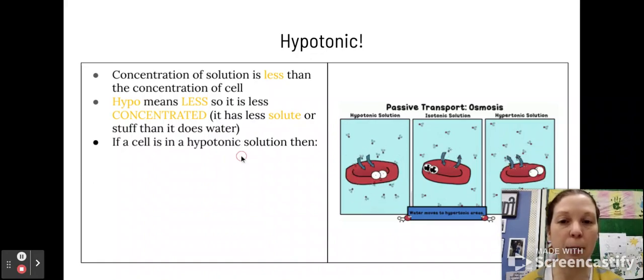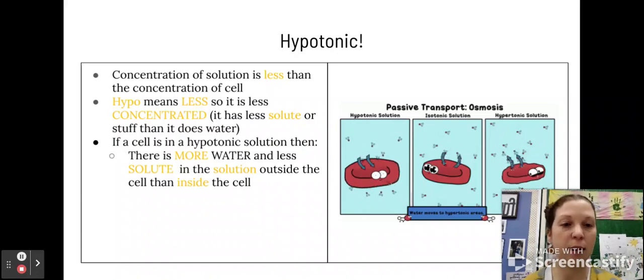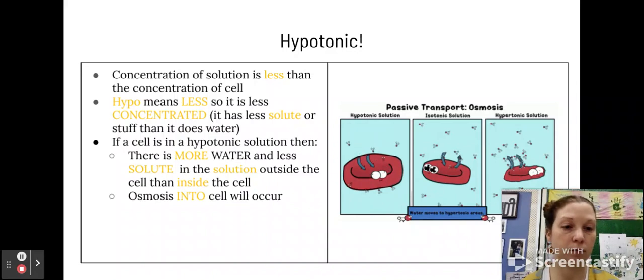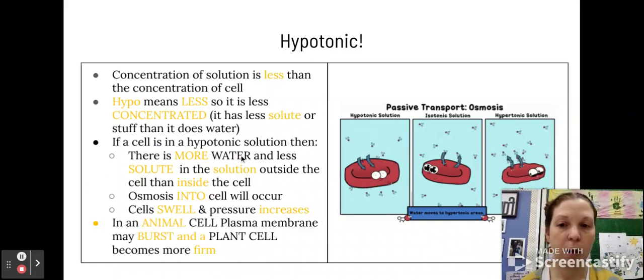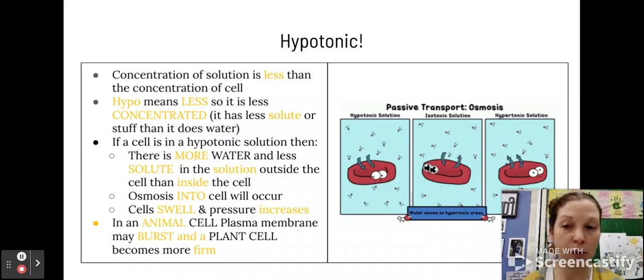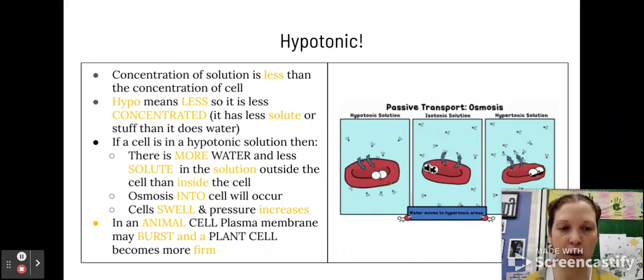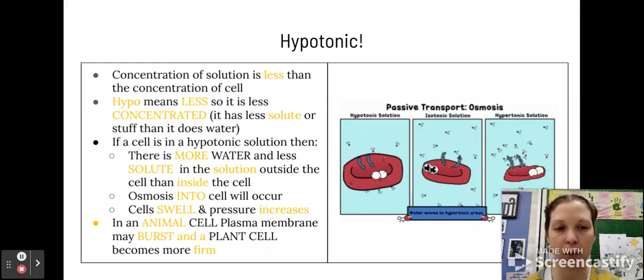So if a cell is in a hypotonic solution, there's more water and less solute outside than there is inside, which means water will rush into the cell via osmosis. Your cells will swell and the pressure will increase. In a hypotonic solution, animal cells will burst, but the plant cell will become more firm. And I want you to think about why. Why does the plant cell not burst? What does the plant cell have that the animal cell does not? Okay, I want you to think about that.